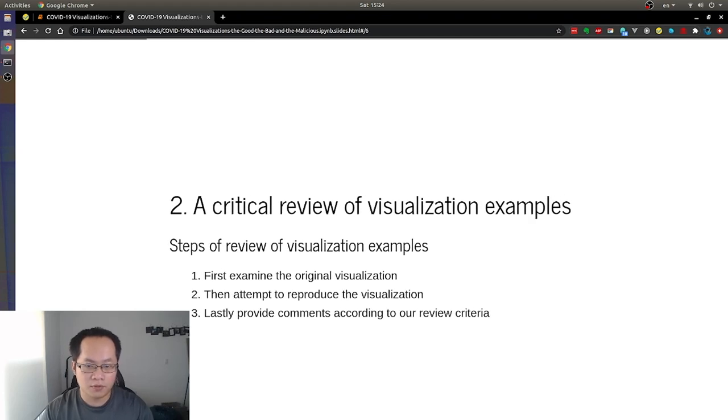All right. So if we have such criteria, then what are our steps to review the visualization examples? I'm going to do 3 steps. In the first step, I'm going to examine the original visualization. Just take a look at it together. Then I will attempt to reproduce the visualization.